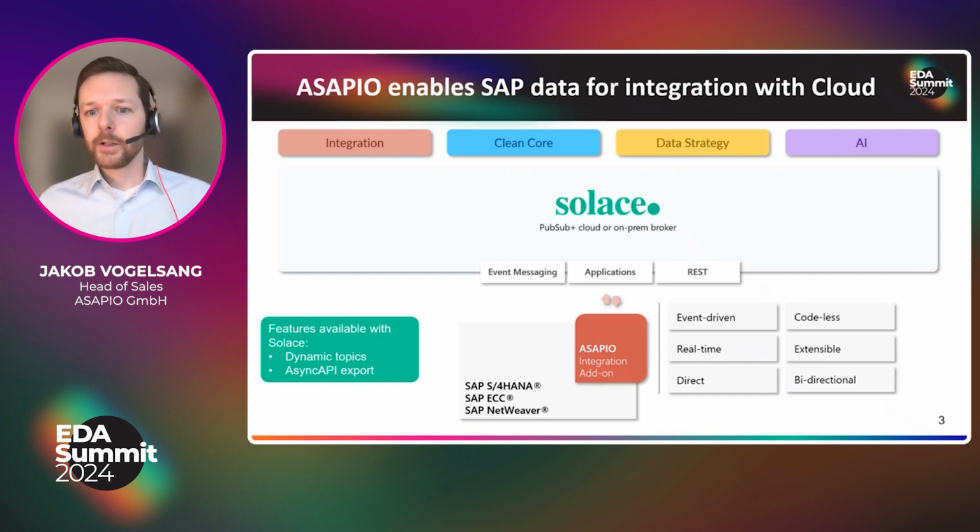Now, with regards to Solace as an event broker, what is unique of that is, of course, Solace's possibility to work with smart topics or dynamic topics, so to automatically generate and manage event channels based on specific criteria, for example, specific data attributes, which, of course, reduces manual intervention and makes you create those more scalable scenarios in a more flexible way. And so the ASAPIO Integration Add-on also supports the creation and definition of these dynamic topics.